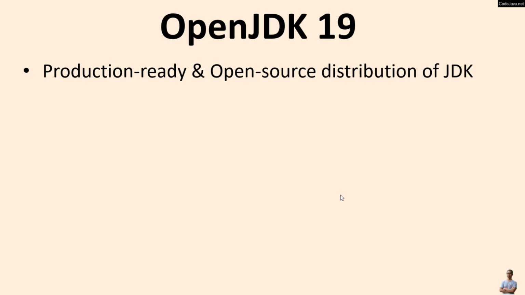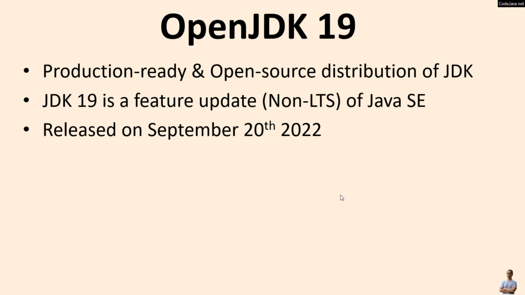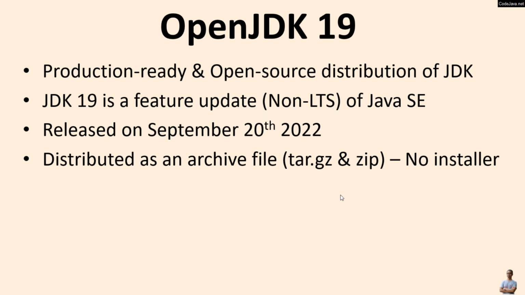So, what is OpenJDK 19? You know, OpenJDK 19 is a production ready and open source distribution of Java Development Kit or JDK. And JDK 19 is just a feature update, non long term support release of Java SE. And OpenJDK 19 was released on September 20th, 2022. And it is distributed as an archive file, such as tar.gz and zip, and note that there is no installer for OpenJDK 19.